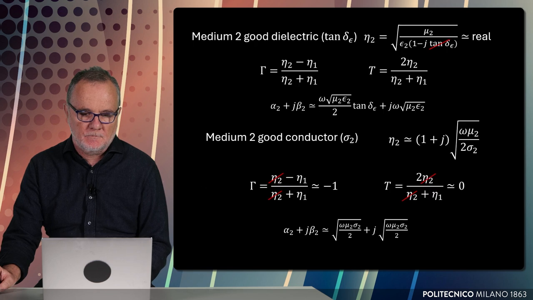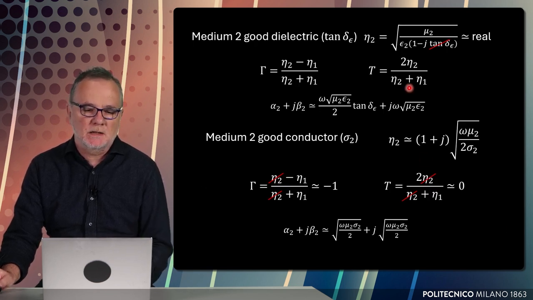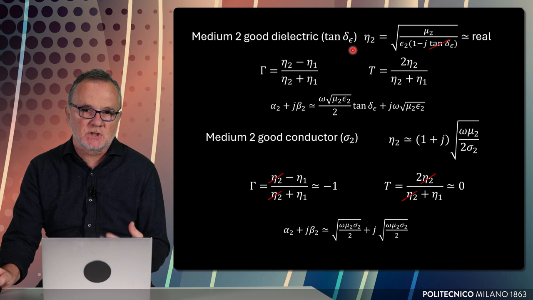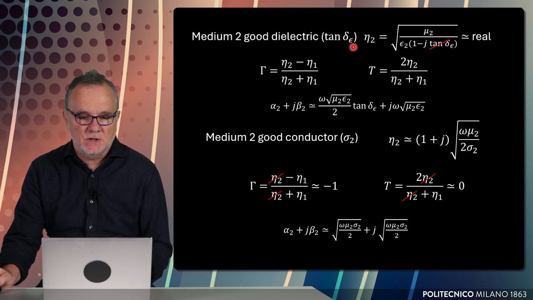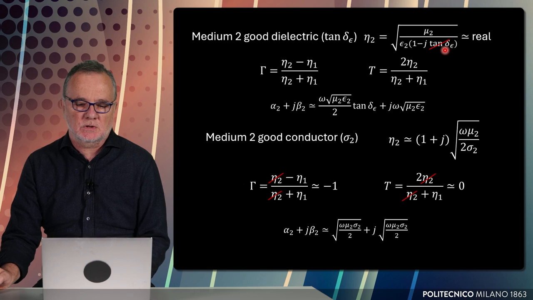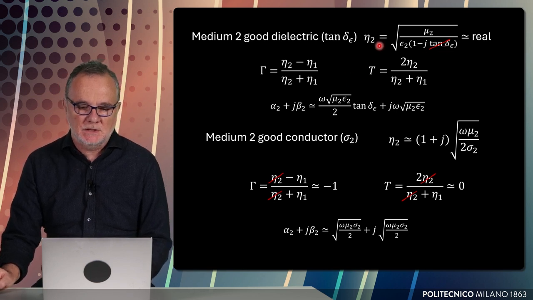There are two special cases that we can point out. One is the case of good dielectrics. Good dielectrics are characterized by a loss tangent that is much smaller than 1. For these, we can assume that the wave impedance is still real, so we can neglect the small loss tangent in the expression of the wave impedance. Since eta 2 can be considered to be real, also gamma and t are still real. The expressions are shown here again.